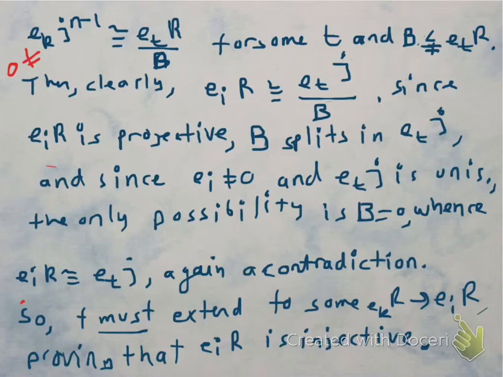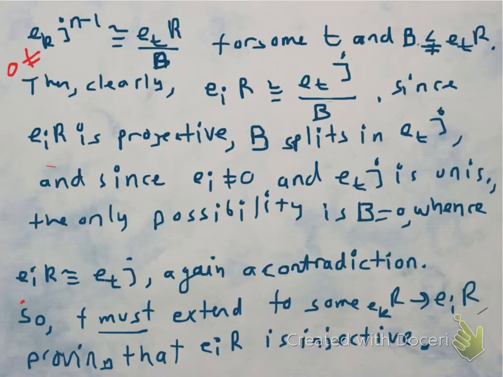So F will extend, in any case, to a full map from EKR to EIR, which makes EIR injective relative to EKR, and by basic properties of relative injectivity, EIR is injective relative to the direct sum of all the principal indecomposables, which is itself equal to R. But then Baer's criterion says, since EIR is injective relative to the ring as a module, then it has to be injective itself, proving our theorem.